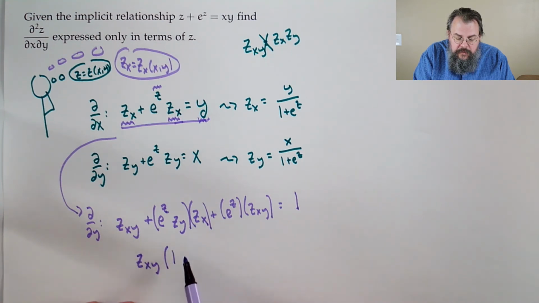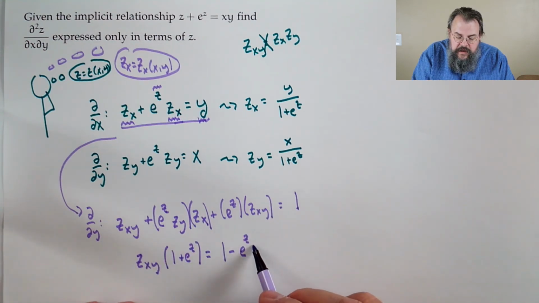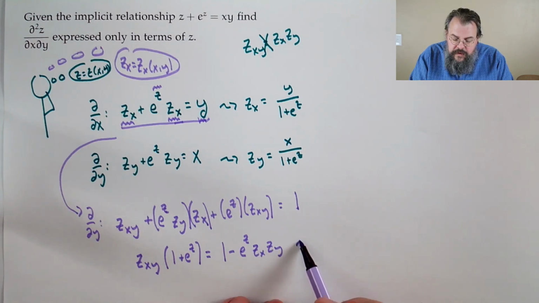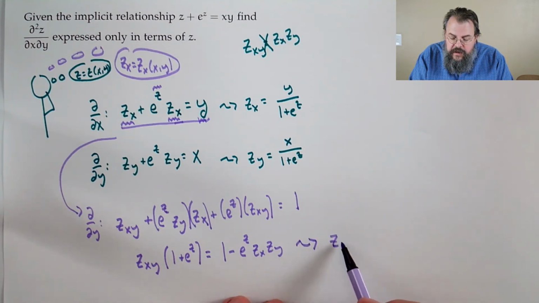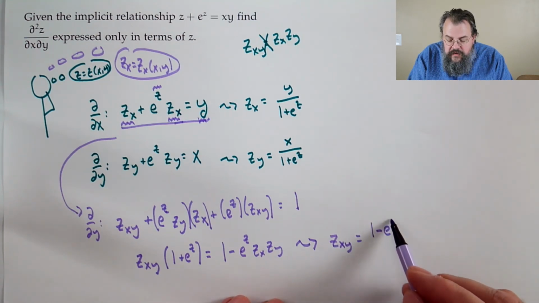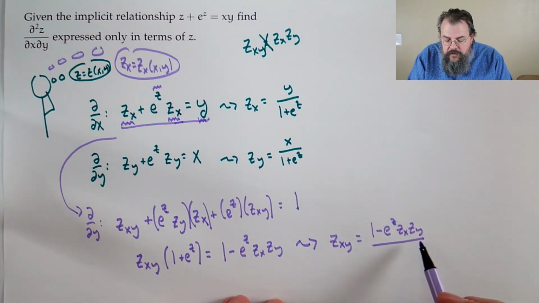There's a 1 plus e to the z is equal to 1 minus e to the z. Say 1 minus, and then e to the z times z_x times z_y. Well, we're almost done. That becomes z_xy. What we're after is 1 minus e to the z times z sub x times z sub y, all over 1 plus e to the z.